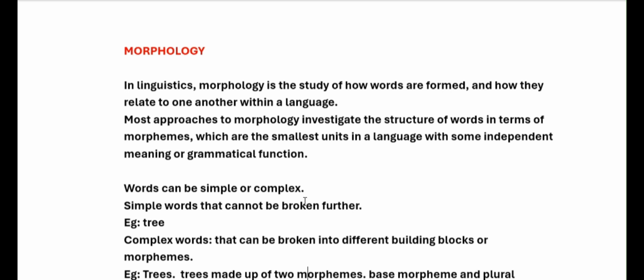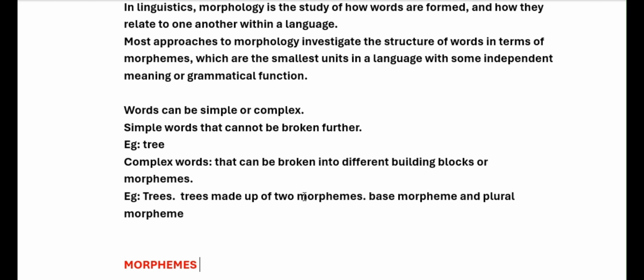First, let's see what is written here. First, words can be simple or complex. Simple words are those words that cannot be divided further. They are just made up of one morpheme. For example, tree. The word tree cannot be divided into meaningful units further.